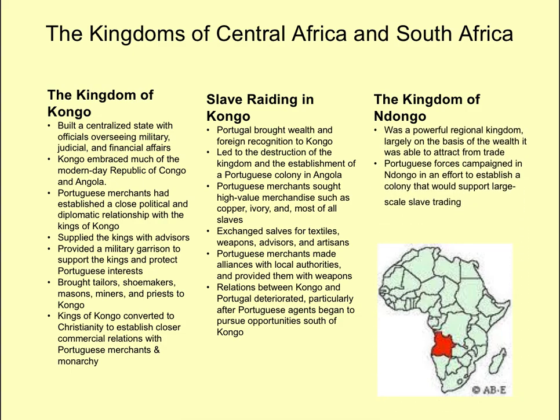The kingdom of Ndongo. This was a powerful regional kingdom, largely on the basis of wealth. It was able to attract trade because it offered commodities like copper and ivory. People wanted to go there. And again, we see the Portuguese forces campaign in Ndongo in an effort to establish a colony that would support large-scale slave trading. So, if you couldn't already tell, yes, they want these nice commodities, but it's really the slaves they're after, because they have to take these slaves into the Americas to support their labor systems.